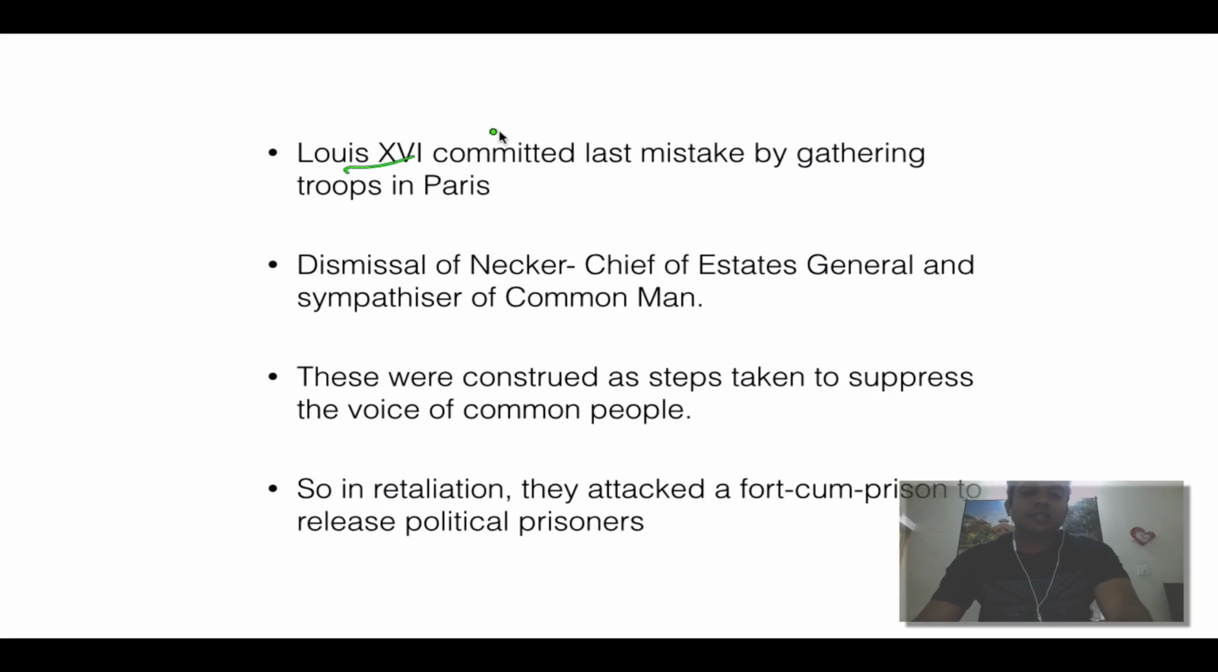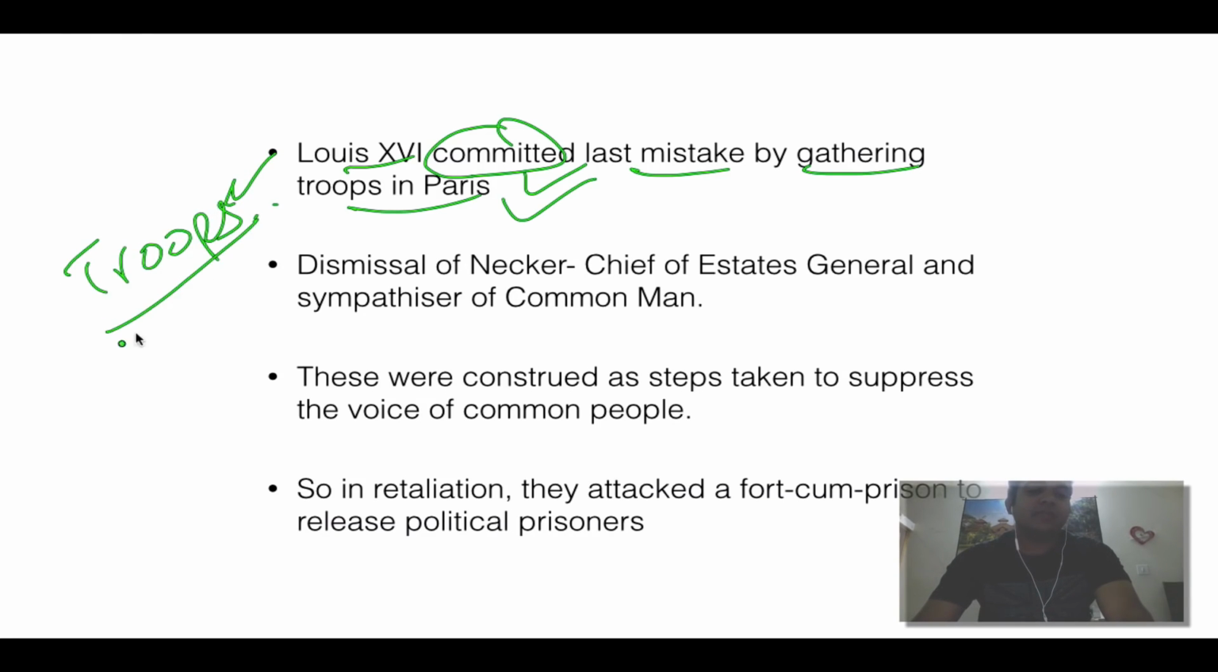So Louis XVI committed one last mistake by gathering troops in Paris. He said that once the troops arrive, they will be able to retaliate against the revolt. But what happened was he also dismissed Necker.